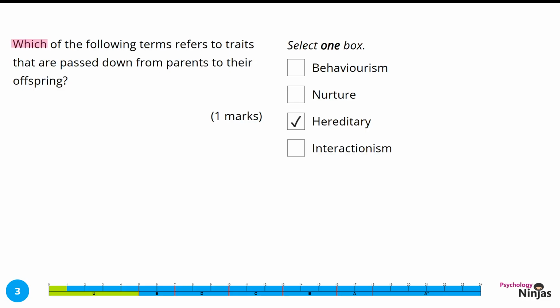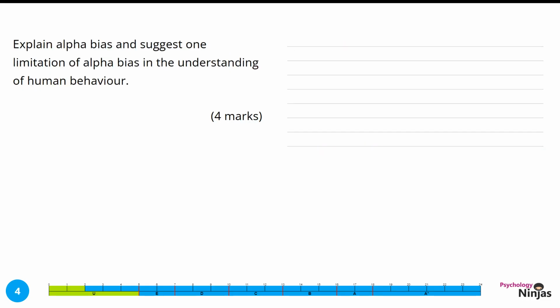Explain alpha bias and suggest one limitation of alpha bias in the understanding of human behaviour. 4 marks. We have 2 different command words here. Firstly, we've got explain and then suggest. So we want to think of this question as 2 plus 2. 2 marks for explaining and 2 marks for suggesting. So with the command word explain, we need to give a detailed definition of our particular term. Here we want to explain the term alpha bias in order to show off our psychological knowledge.